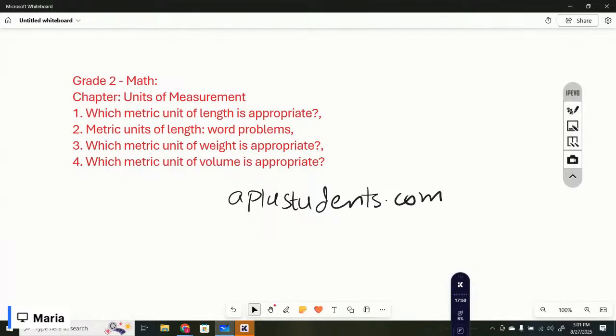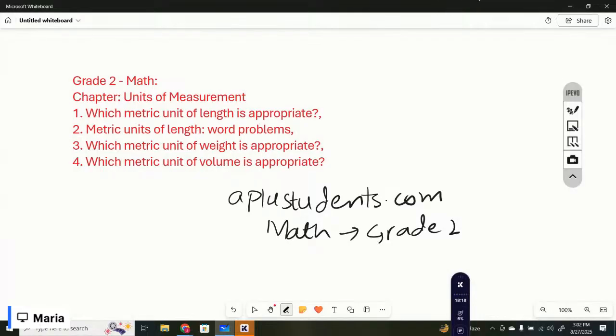Then you have to select math from the subject tab. Scroll down to grade 2 math and then click on view all lessons. There you can find a list of the chapters. We're going to start with the chapter unit of measurement.